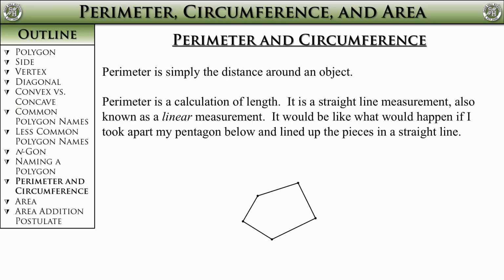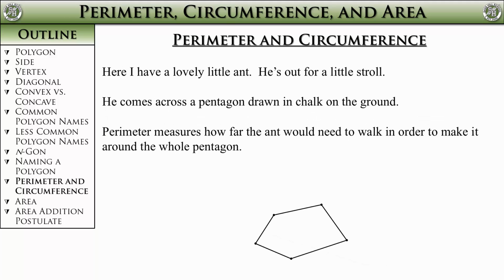I have a lovely pentagon below. Calculating perimeter would be like taking my pentagon apart like this and straightening it out. You can see that this pentagon is going to be laid out in a line, and the perimeter is just the length of that line. Or you can think of it another way. Here I have a lovely little ant. He's out for a little stroll. He comes across a pentagon drawn in chalk on the ground. Perimeter measures how far the ant would need to walk in order to make it around the whole pentagon.